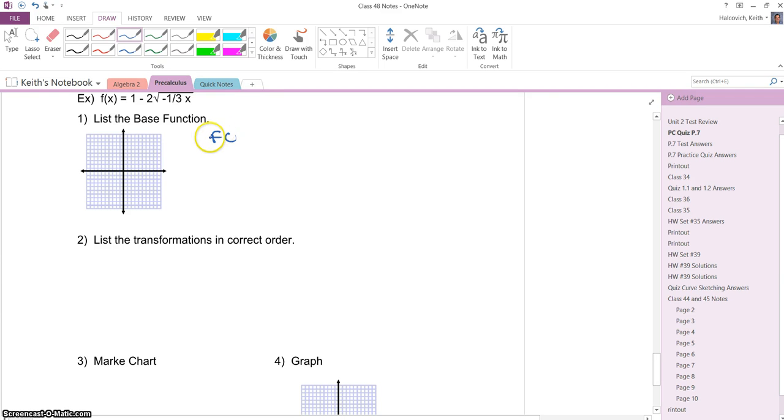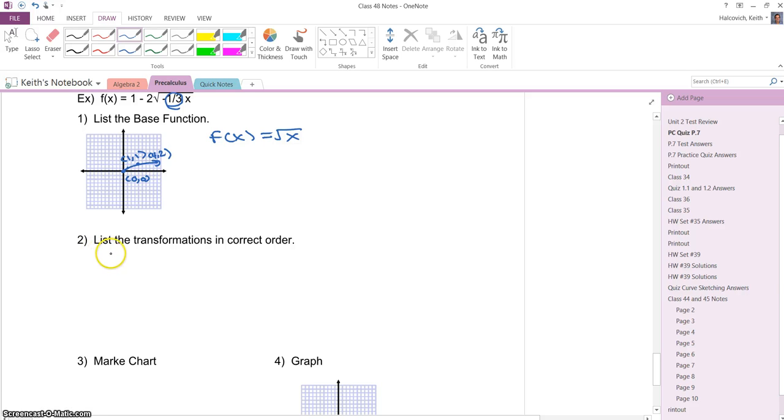First of all, the base function is the square root function. So there's our square root function graph. So that's the base function. Next, we want to list the transformations in order. Remember, the first thing is a vertical stretch or shrink. Well, here the number in front is a positive 1/3. We'll deal with the negative sign later.